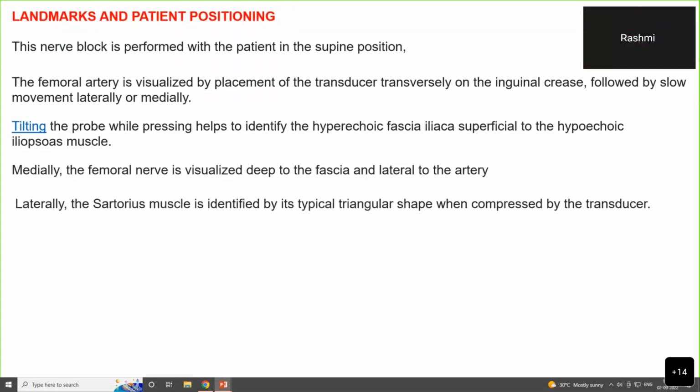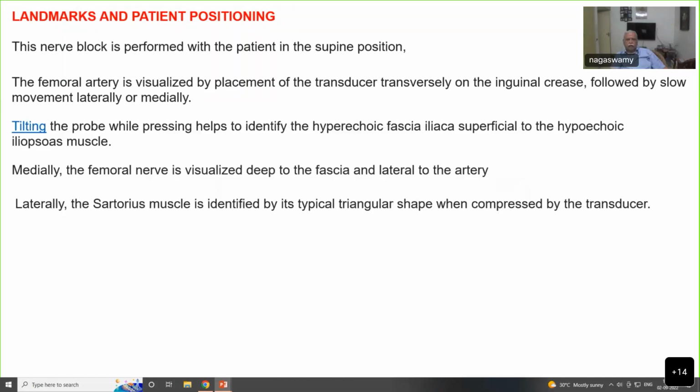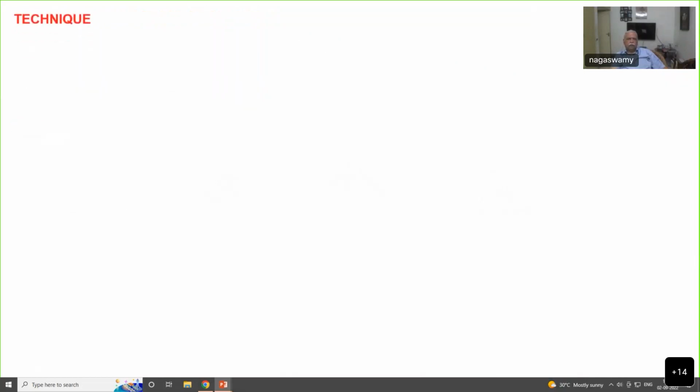Naturally, the sartorius muscle is identified by the typical triangular shape compared to the transducer. So this is the sartorius muscle, the iliopsoas, the fascia iliaca, the femoral artery. All these things are there in this picture. Sometimes this sort of pictures are given in your exams. So remember that these are the structures we have to identify for fascia iliaca compartment block.